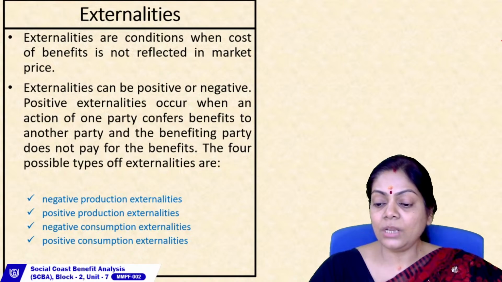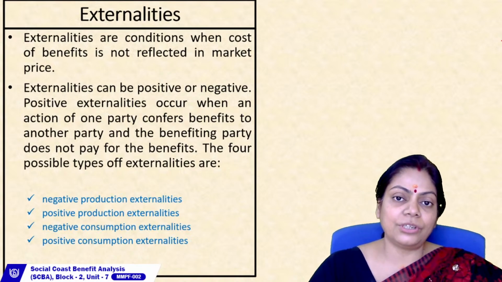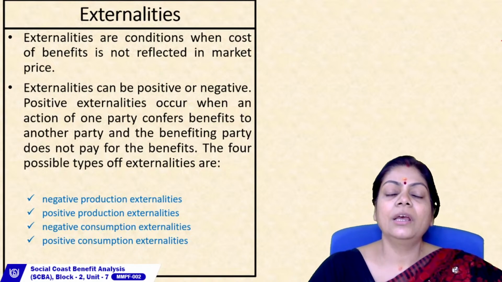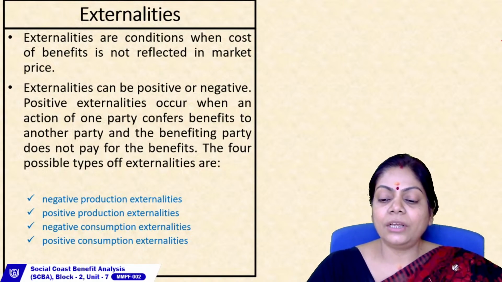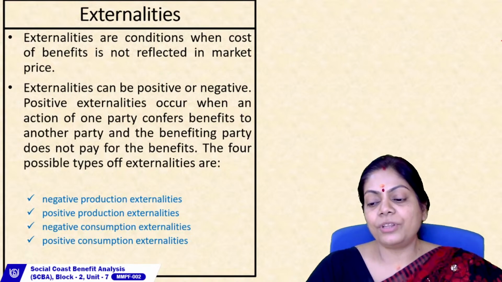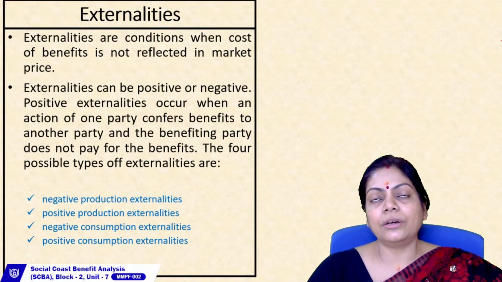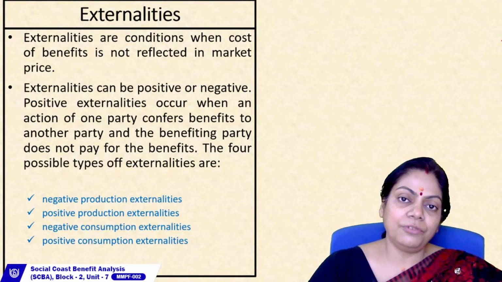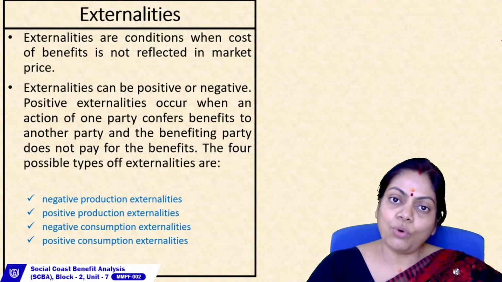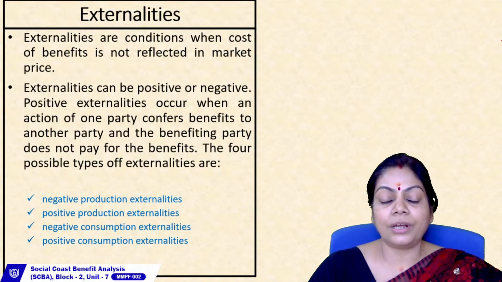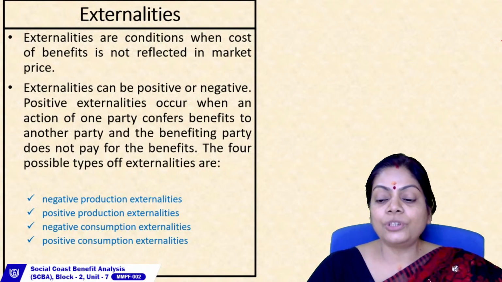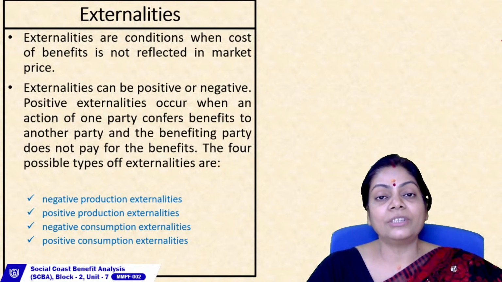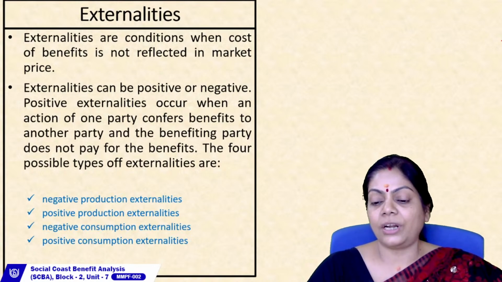For example, just now we said that if somebody is riding a noisy motorbike in your locality, then the cost is being borne by others. Or for that matter, let us talk about smoking. Suppose somebody else is smoking in your vicinity, then you are also inhaling that poisonous fume. So that is a negative consumption externality.